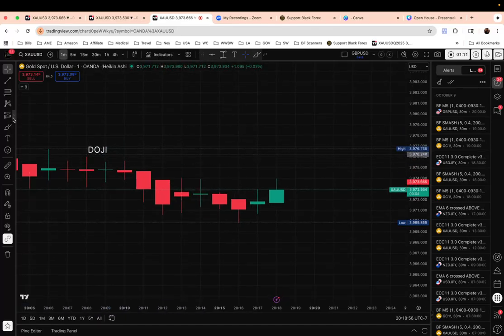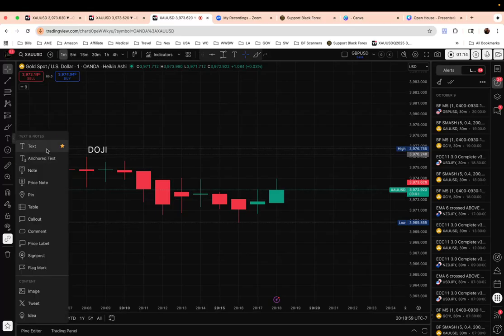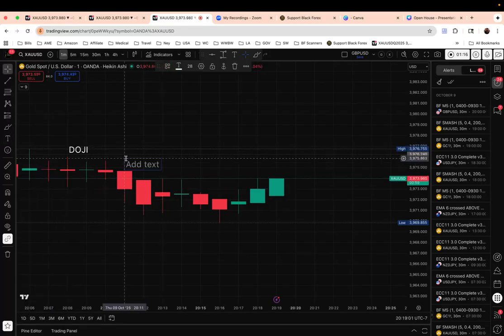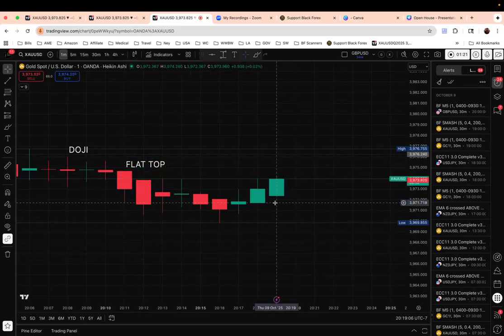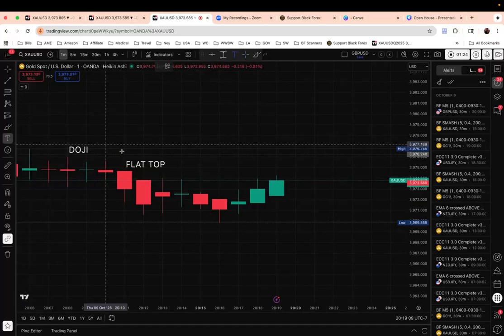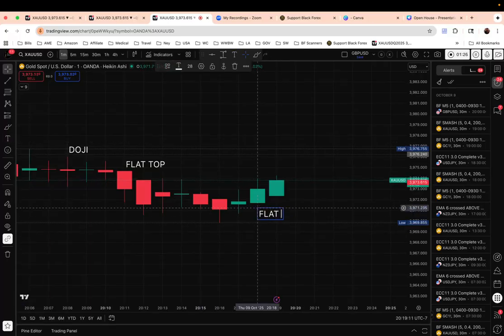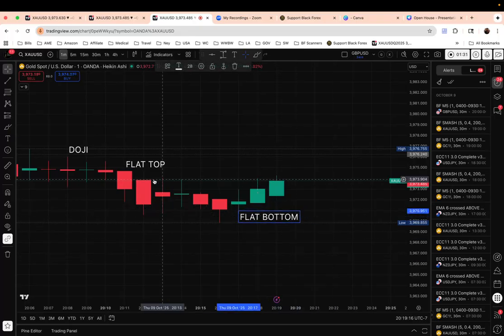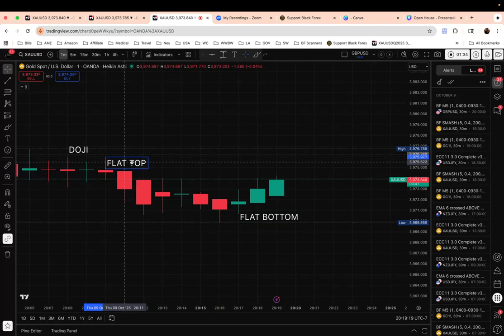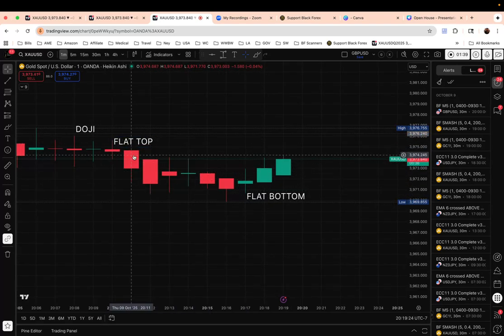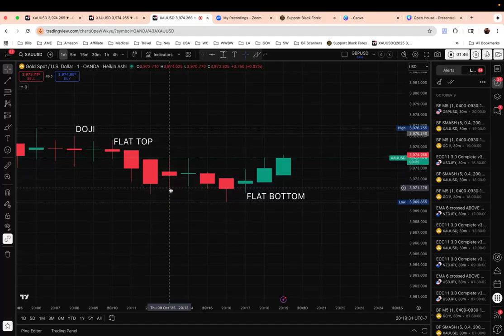And one thing you will always hear us say is look for a flat bottom or a flat top. And right here is a flat top. And then right here is a flat bottom. Okay, so there are our flat bottoms, and here are our flat tops, and these are dojis. So whenever you come to the market, you're always looking to get in a trade when there's a doji and a flat.